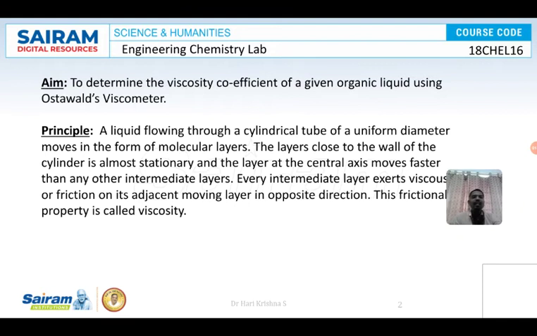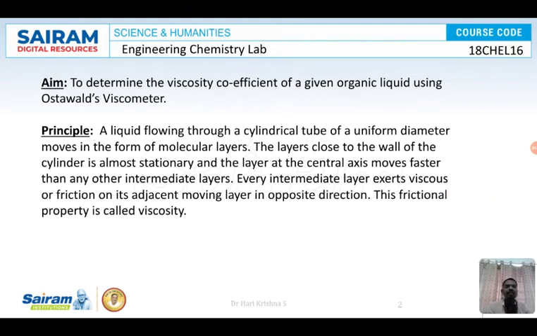So today, let us see how to determine the viscosity coefficient of a given organic liquid. There are n number of apparatus to determine the viscosity coefficient of an organic liquid, but here we're going to use the Ostwald's viscometer. The Ostwald's viscometer is named after the scientist Ostwald, who was the first person to design the viscometer. We have many viscometers named after the person who invented or designed them, but Ostwald's is the commonly used viscometer.